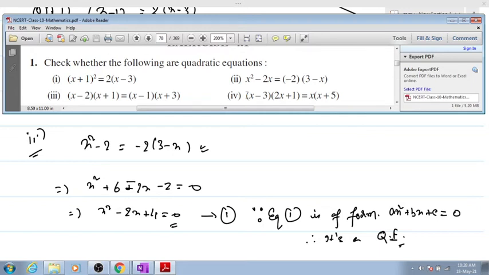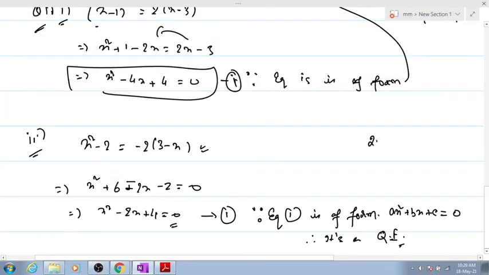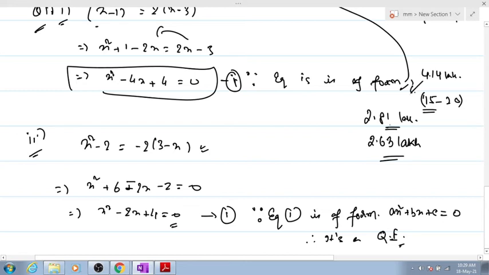So does anybody know what is the count for cases today in India? It's 2.63 lakh. Yesterday it was 2.81 lakh. And as I told you, it will be controlled within 15 to 20. The peak has been reached at 4.14 lakh. Ever since, it's coming down. So we can say it's coming down. It's good news for us, but still we have to work.